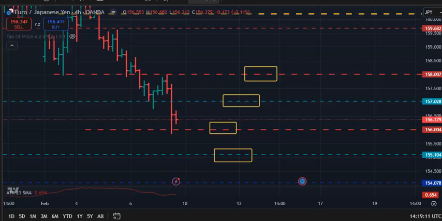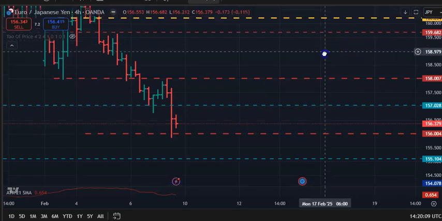So a reversal point would only be above like 159. So we're not there yet. We're not even really close to it. I mean, 3 big figures away. It's possible the market could reverse and go up there, but I don't think it's likely. So it's going to be really important what happens on the open this week.